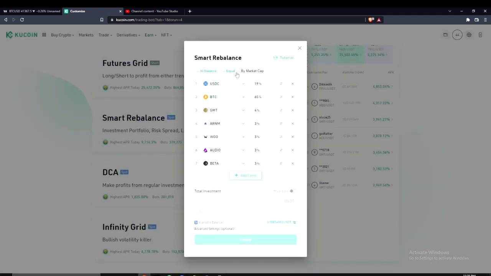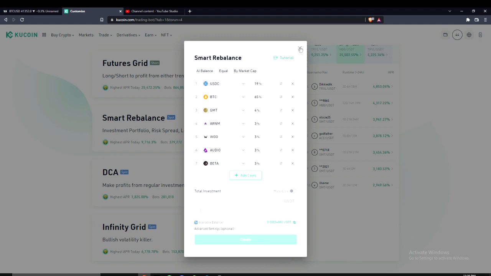Now here's the cool thing. We can make it all equal, but here's the problem with that. All of these have different market caps. So I could do it by market cap, but then Bitcoin has a rather significant amount of it. And why would you want all of your money in Bitcoin? And that is why you do the AI balance, which is very similar, but it's smart about it because USDC, it actually gives it 19%. And I'd actually suggest giving USDC even a little bit more. But anyway, this allows you to get into all these different crypto coins, which hedges your losses in one coin and makes you more money in another.